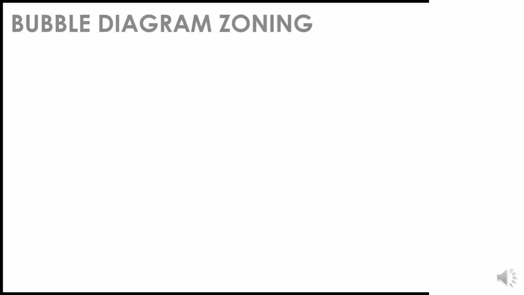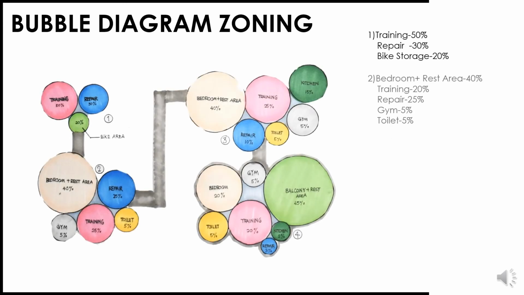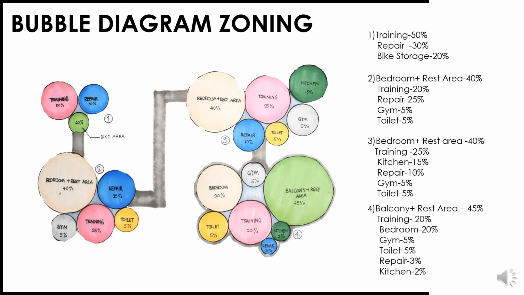Now I would like to introduce my bubble diagram zoning. I'm using the bubble diagram to represent the zoning and spacing. As you can see, the progress goes from 1 to 4.